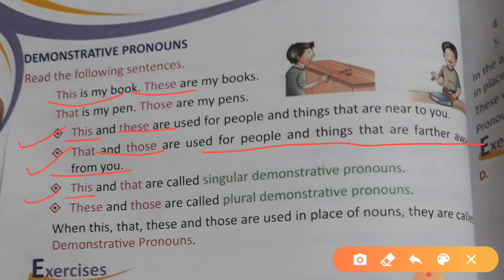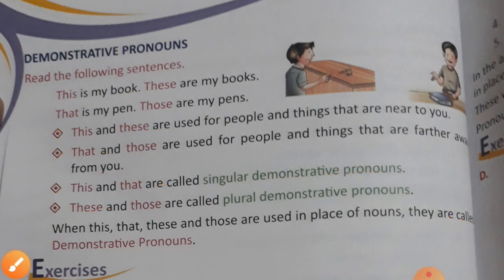Okay, so this and that are called singular demonstrative pronouns, and these and those are called plural demonstrative pronouns. Now here, when this, that, these, those are used in the place of a noun, they are called demonstrative pronouns. तो नाउन की जगह जब हम this, that, those को यूज़ करते हैं तो वो क्या कहलाते हैं? Demonstrative pronouns. Now come on to the exercise.